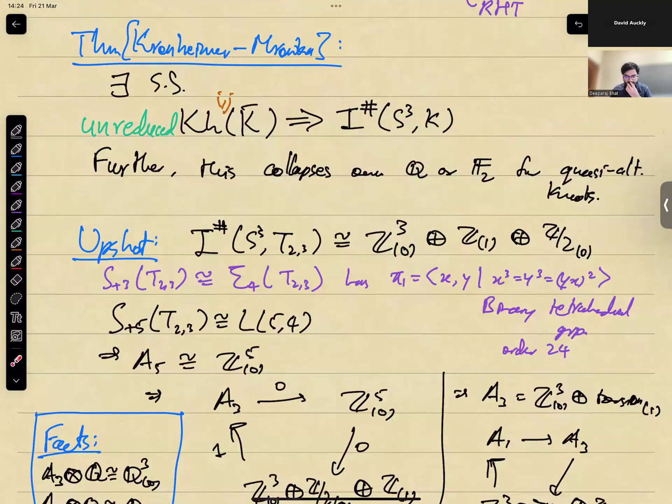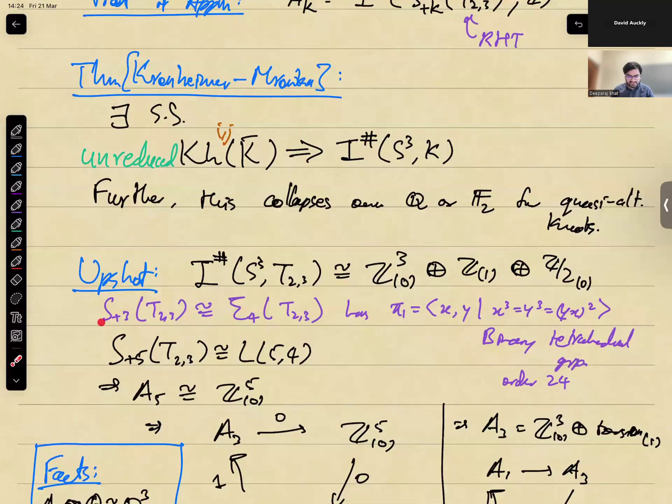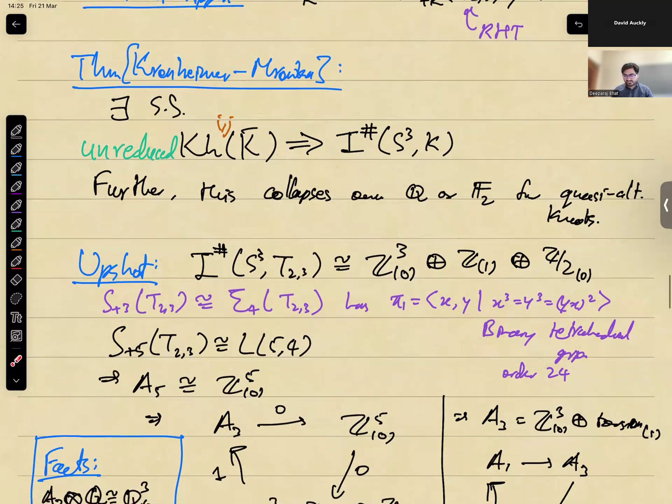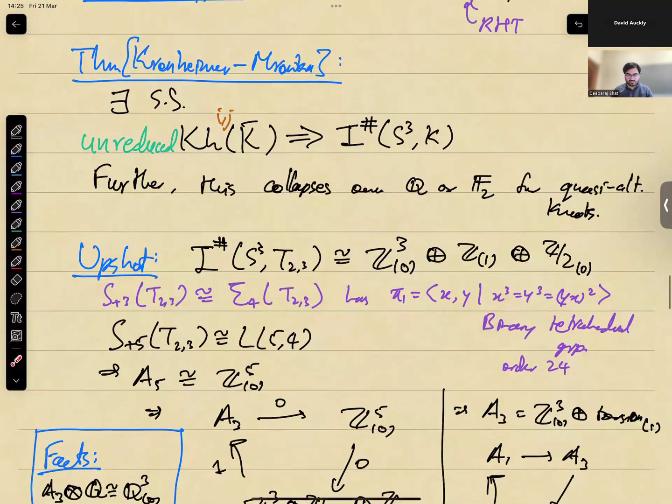I just want to point out that the +3 surgery has a very explicit fundamental group as well. And so one could try understanding its instanton Floer homology by understanding the character variety and seeing what ASD connections are there. But that's somewhat more challenging. So instead, what we can do is go to +5 surgery and look at this lens space. And for lens spaces, one can actually compute explicitly what the instanton homology is.